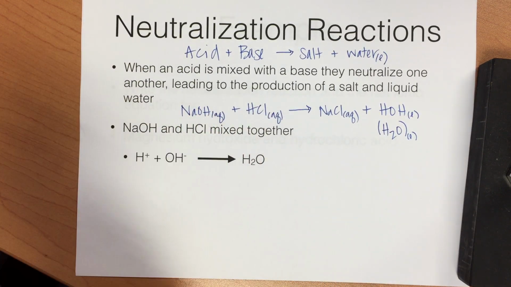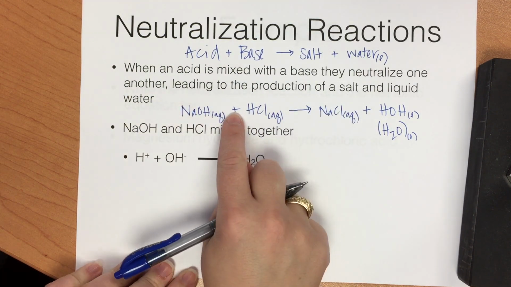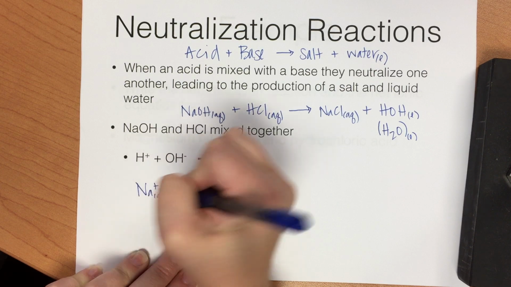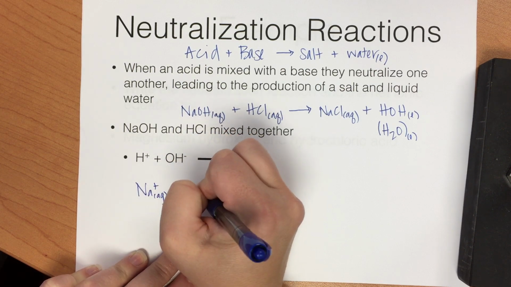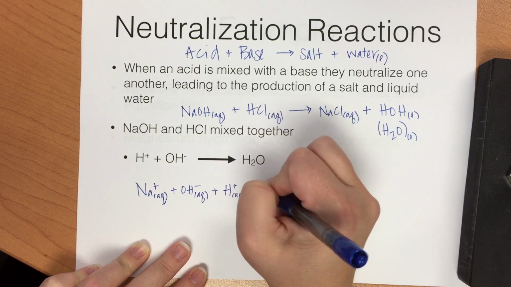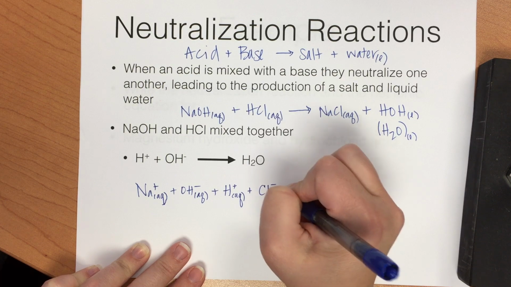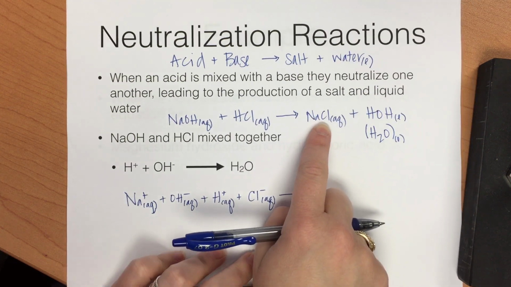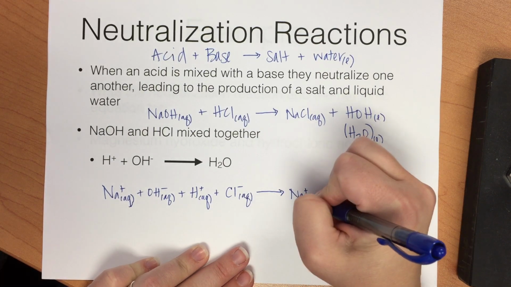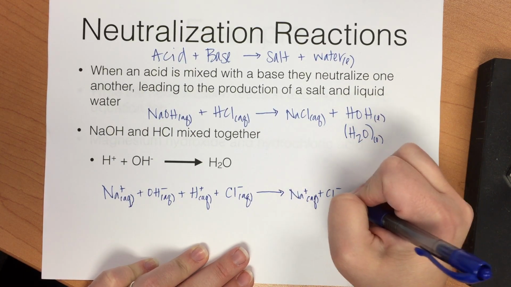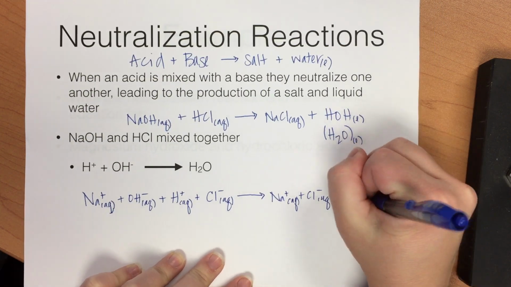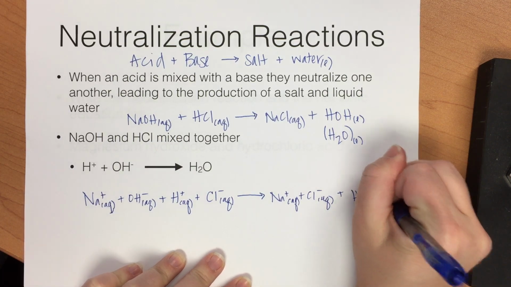And so if we were to think about writing these out as half reactions or as complete ionic reactions, in this case, this is our molecular equation. The complete ionic equation is Na+ aqueous, plus OH- aqueous, plus H+ aqueous, plus Cl- aqueous. Now, this is a strong electrolyte, and therefore we know it's going to completely ionize. So we have Na+ aqueous, plus Cl- also aqueous. And then it turns out because this is liquid, it is not going to ionize. So we have H2O liquid.